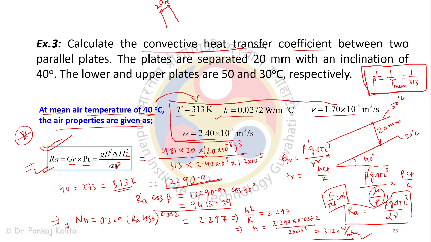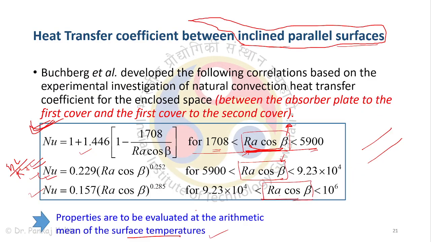Now, Rayleigh number into cos beta. Beta is your 40 degrees, your inclination angle is given, right? So you can calculate this value. Note that this value is 9450. Now you will go back and check in which range it lies. So this will be lying in this range, right? So this Nusselt number formula will be used.